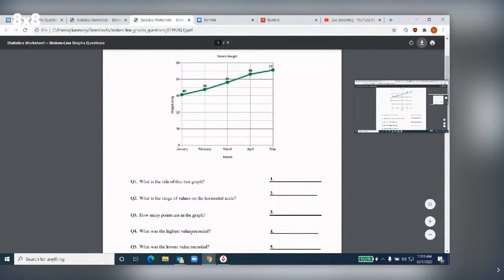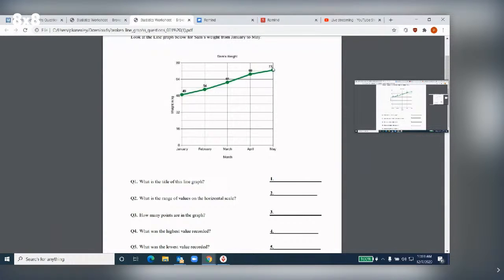Question 4, what was the highest value recorded? So what was his heaviest weight? That's going to be in May. It's going to be up in May. He was at 73 kilograms. Okay. And then the next question, what was the lowest value recorded?